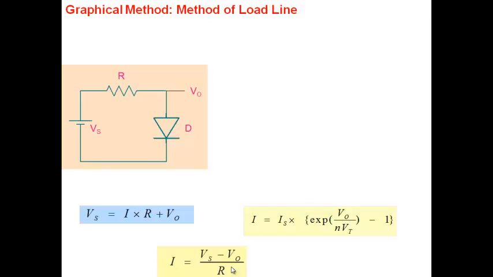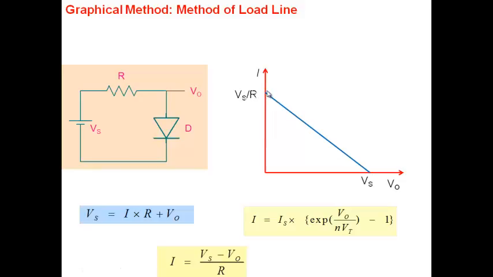I plot both those equations here. So plot I equal to Vs minus V0 by R. It's a straight line here, Vs by R here, Vs here. So that's the straight line here. Plot the diode. Wherever the two intersect will give you the solution here. Right?